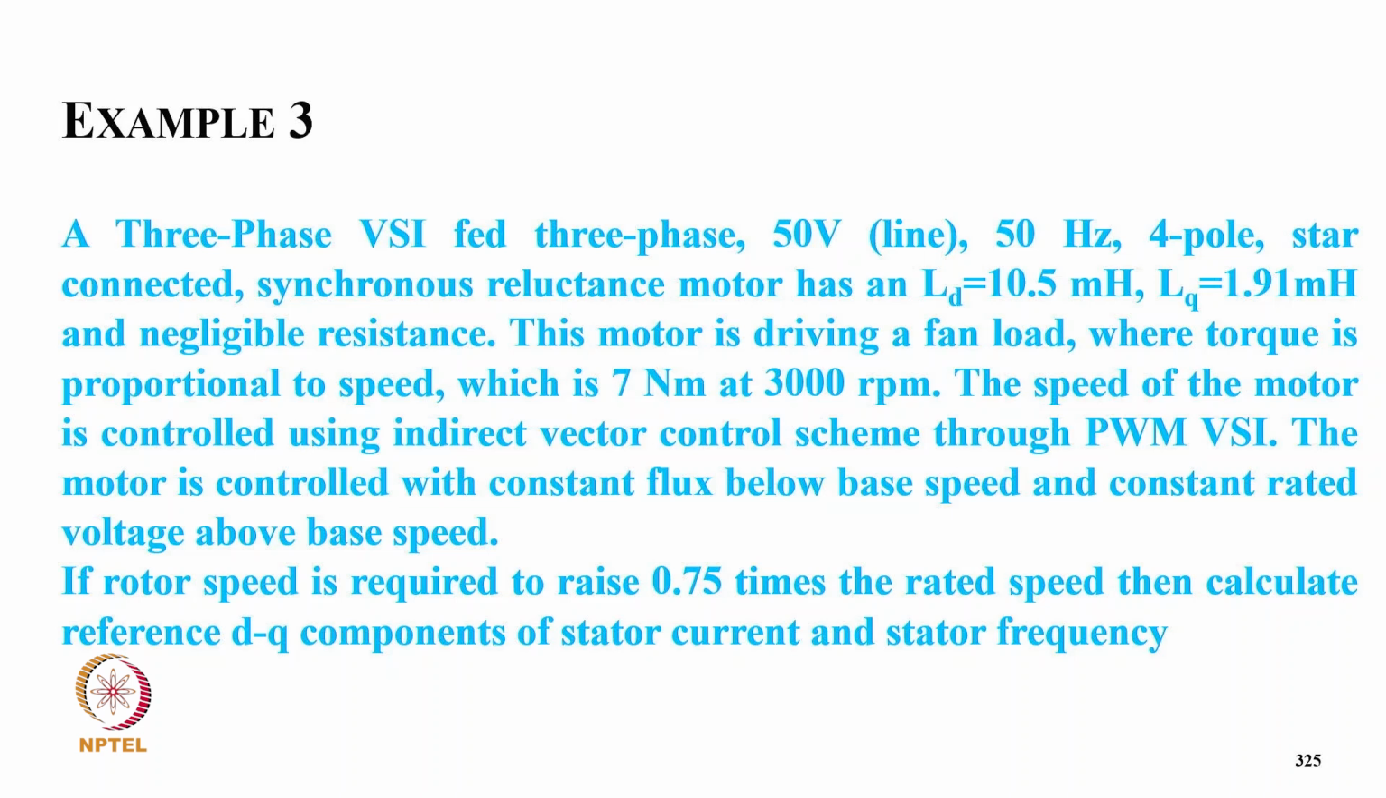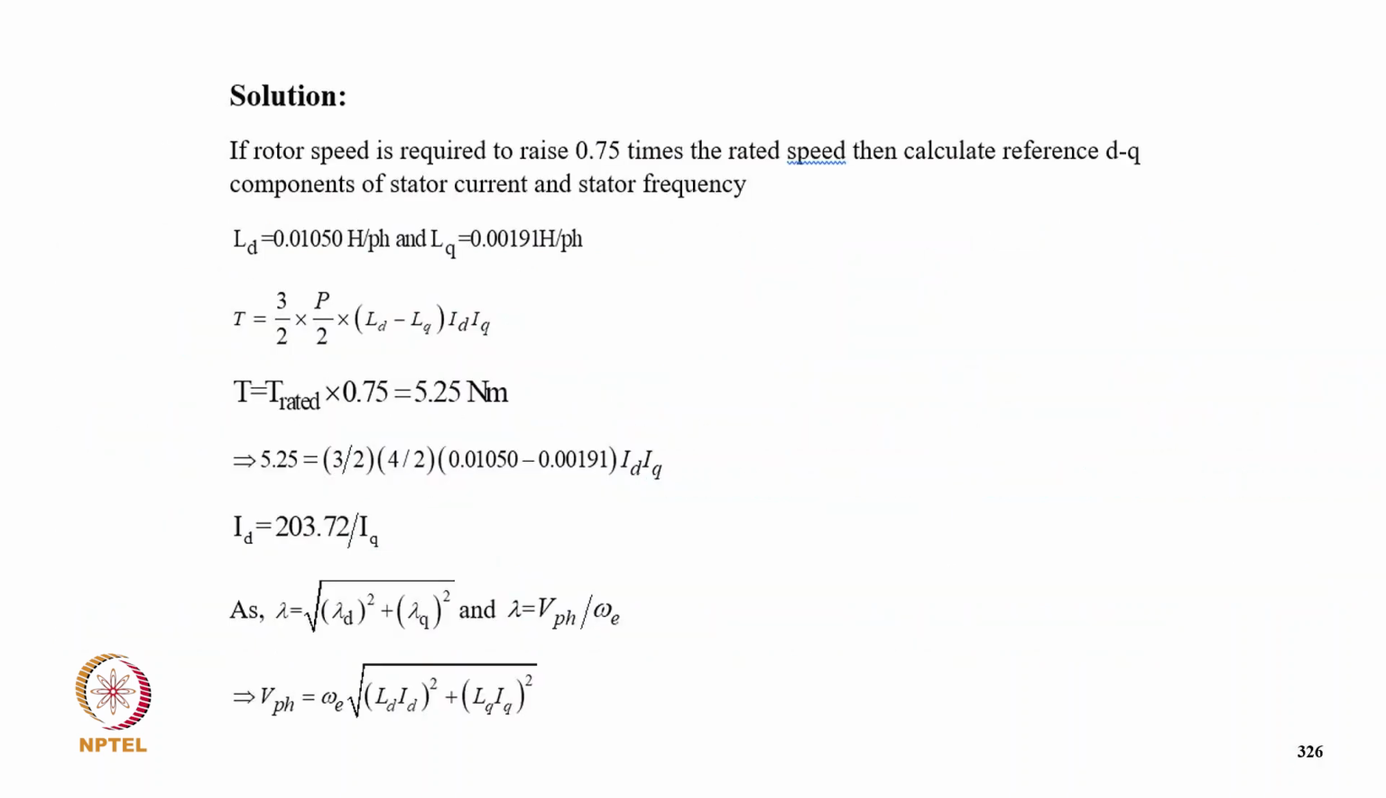The speed is required to be raised to 0.75 times the rated speed. Calculate the DQ component of stator current. So if the rotor speed is equal to 0.75, calculate the DQ component. So LD is 10.5 millihenry, LQ is 1.91. So putting the torque equation T equal to 3 by 2 P by 2 (LD minus LQ) ID IQ. So torque here is 0.75, that is 5.2925 Newton meter.